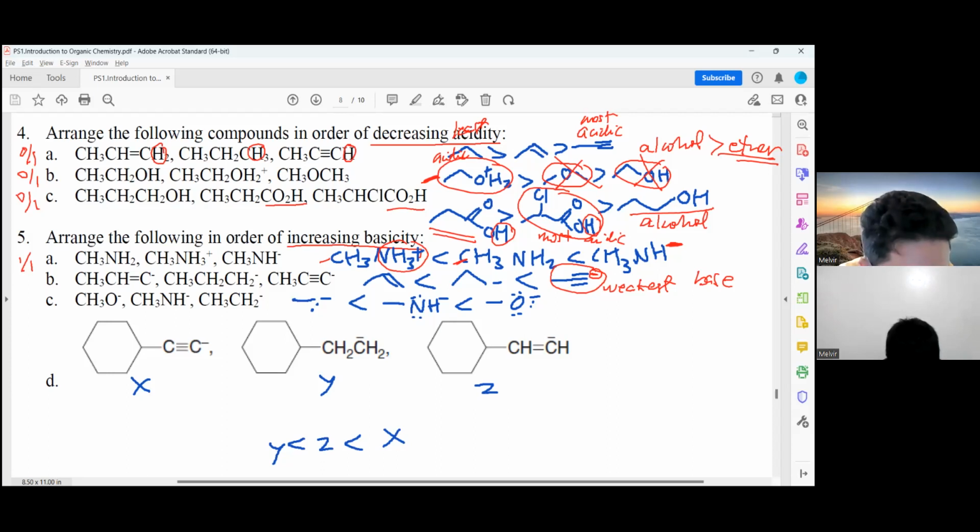Alkane ang ano, strongest or weakest? Acid. Acidity ang pinag-uusapan mo na. Strongest po. Strongest what? Strongest acid? Alkane? Weakest acid po siya. Weakest acid. Kung weakest acid si alkane, pag naging conjugate base siya, anong ipoproduce niyang conjugate base? Strong or weak? So weak pa yun.